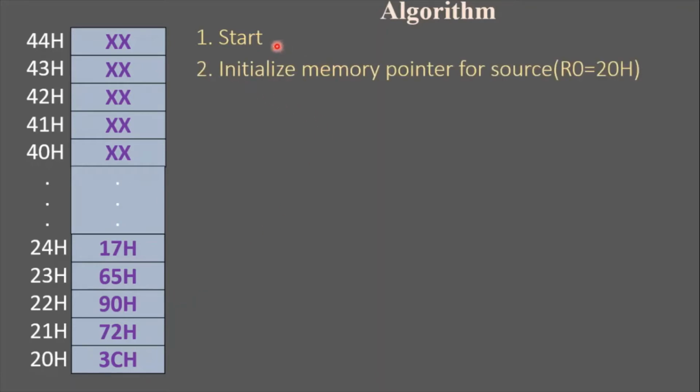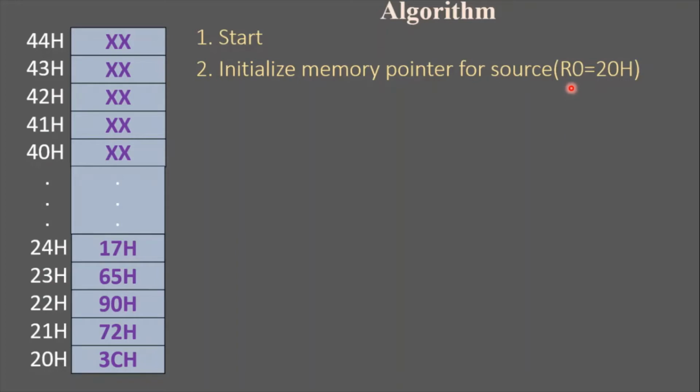First, start, make the initial adjustment and write org directive. Then in second step, we will initialize memory pointer for source. 2 memory pointers will be required because 2 sets of memory locations are there. And as far as internal data memory is concerned, we have the freedom of using R0 and R1 register as memory pointer, and fortunately we will require 2 memory pointers and we have the freedom of using 2 memory pointers.